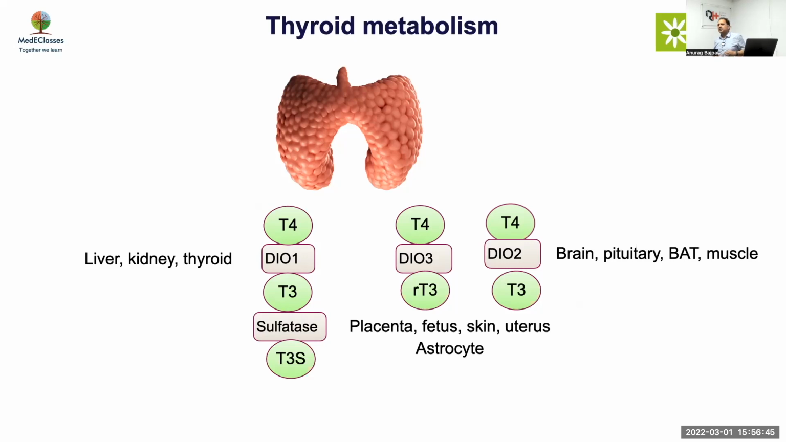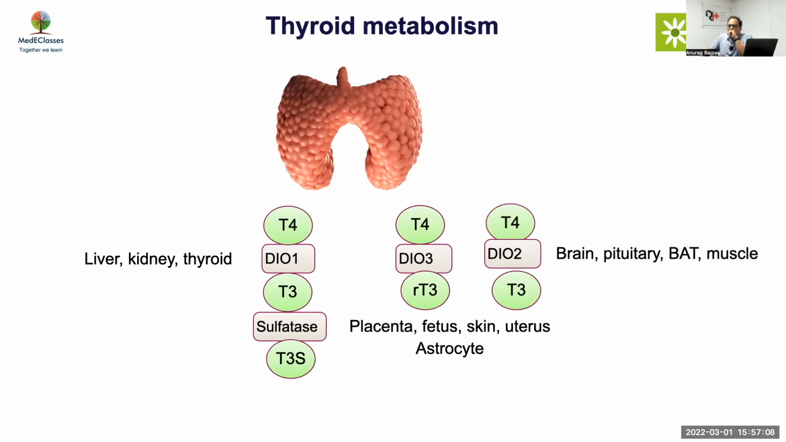This is mainly in the areas in which thyroid has to work, like brain, pituitary, brown adipose tissue, and muscle. So why do we have 2 systems of DIO1 and 2 rather than 1? We've got one which is inactivating, which is DIO3. There are 2 which are activating, and they are differentially expressed.